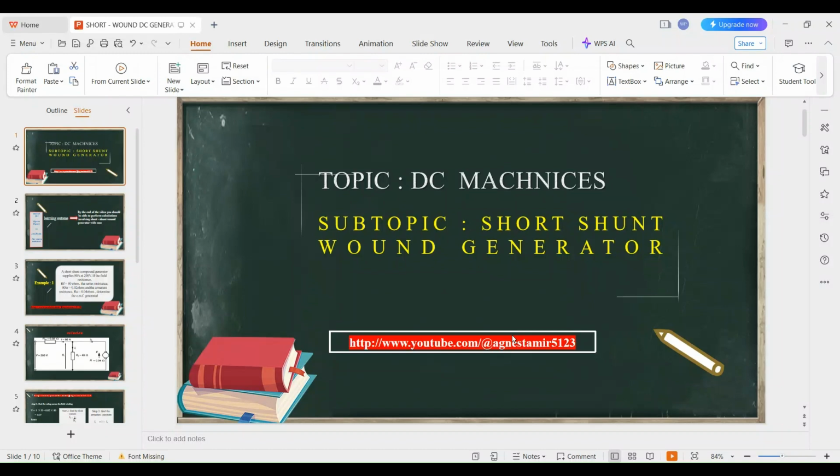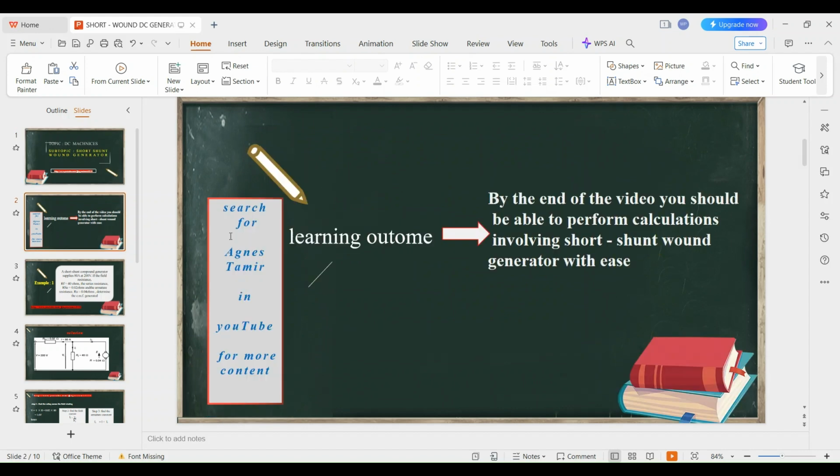Okay, welcome to today's session. We are still looking at DC machines, and to be specific, we're looking at DC generators. Our subtopic today is short shunt wound generators. By the end of the session, by the end of the video, you should be able to perform calculations involving short shunt wound generators without any problem.